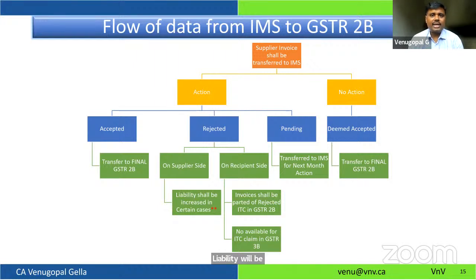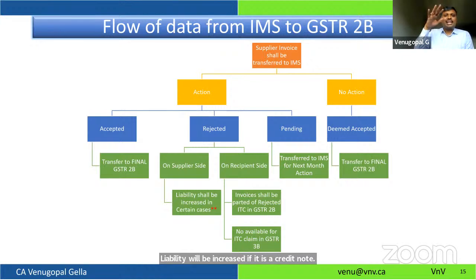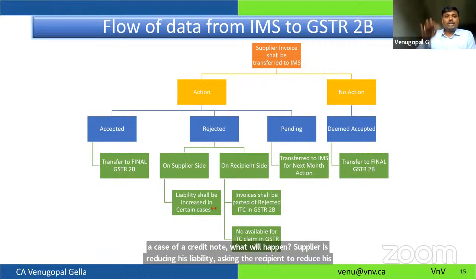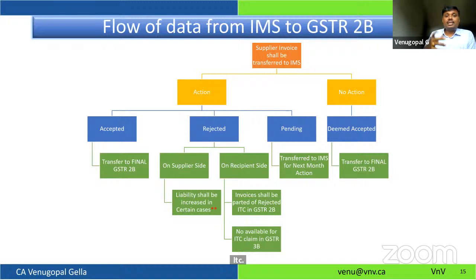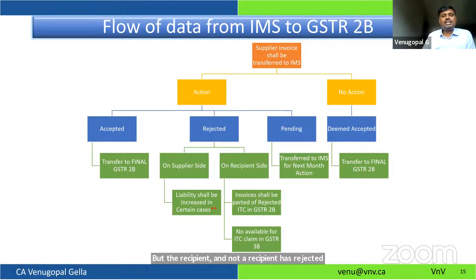In the case of a credit note, what will happen? The supplier is reducing his liability, asking the recipient to reduce his ITC. So in my 2B, the credit note is on the lower side, but the recipient, a naughty recipient, has rejected the credit note. When a credit note is rejected, it goes back to the supplier. Hey boss, you pay me a little more. It is going to show up, right?